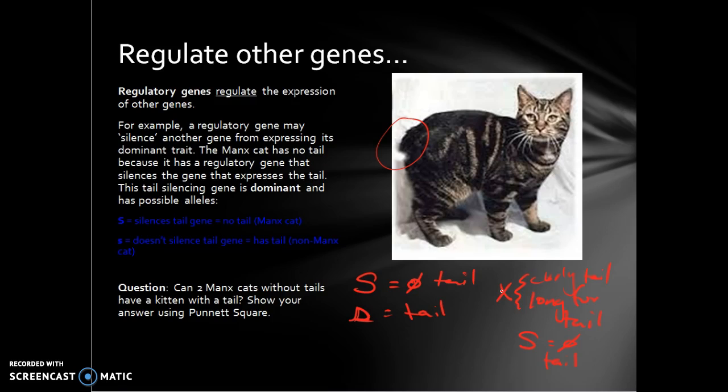And so at the end of this video, I would like you to work out this question. Can two Manx cats without tails have a kitten with a tail? Use Punnett squares to back up your answer.